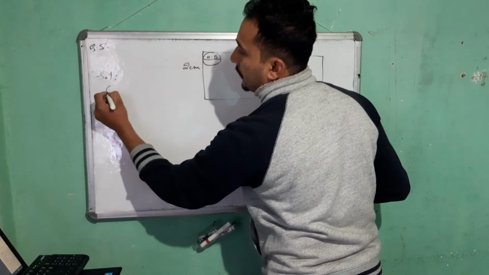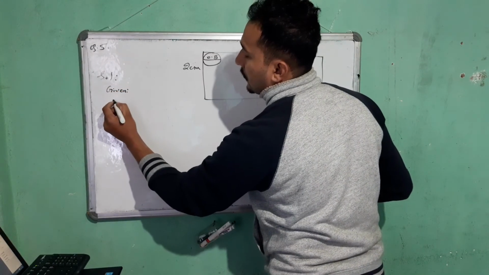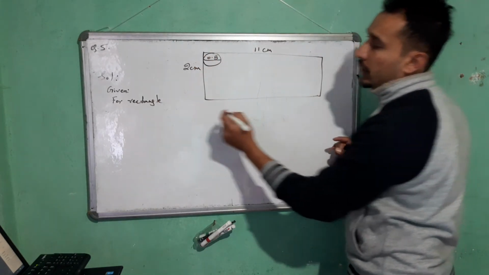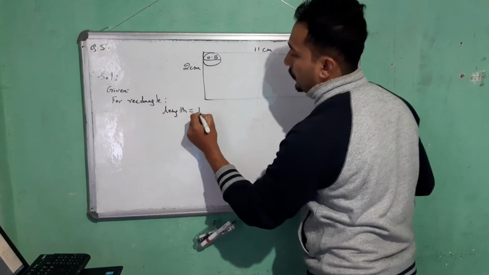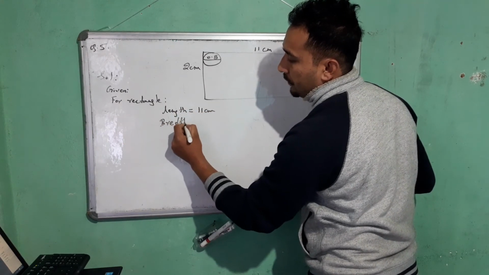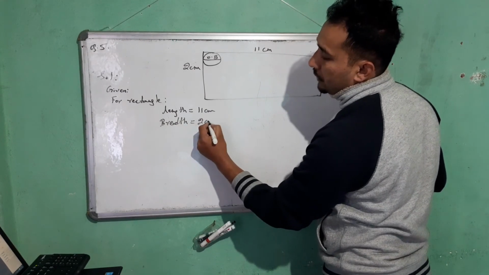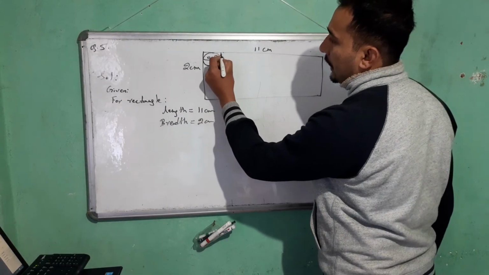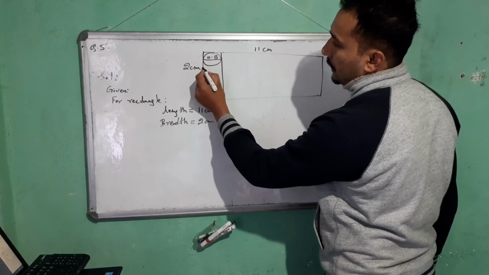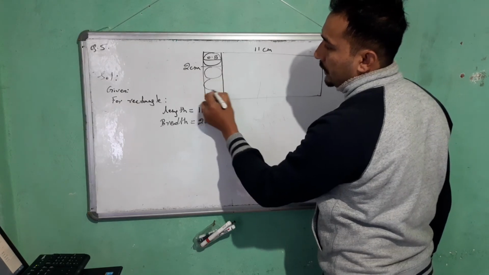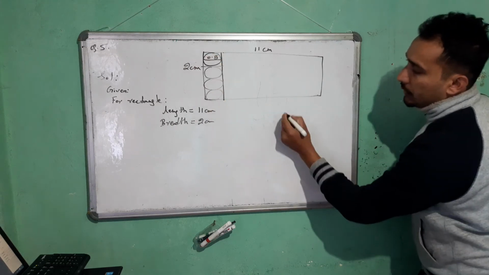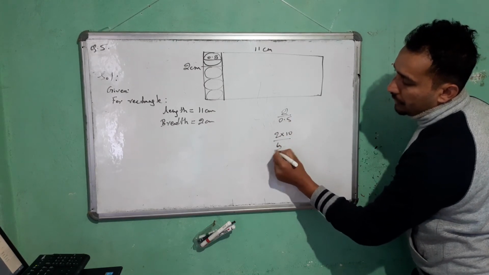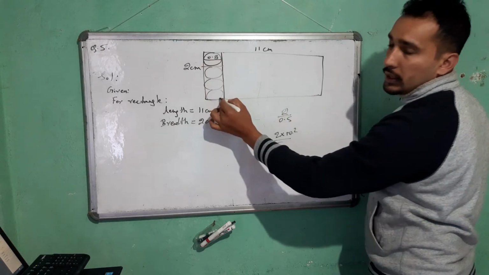Solution, given: for rectangle, length is equals to 11 centimeter, breadth is equals to 2 centimeter. Now you have to make small boxes like this. One circle will fit here, another will fit here, and another will also fit here. 2 centimeter divided by 0.5 will be 2 into 10 divided by 5. So 5 2s are 10, 4. Along this you can get 4 circles.